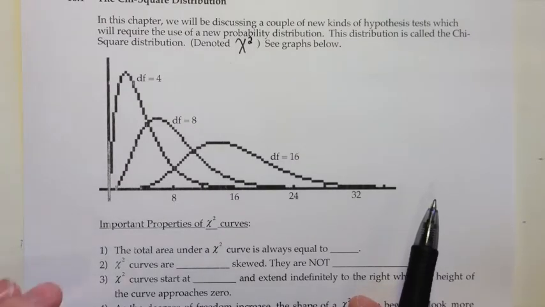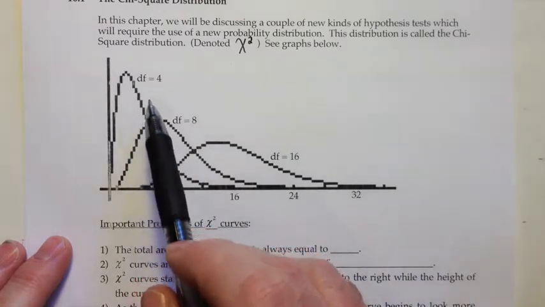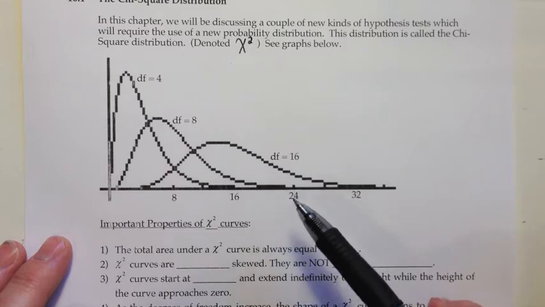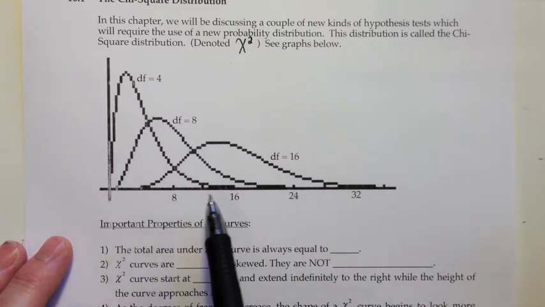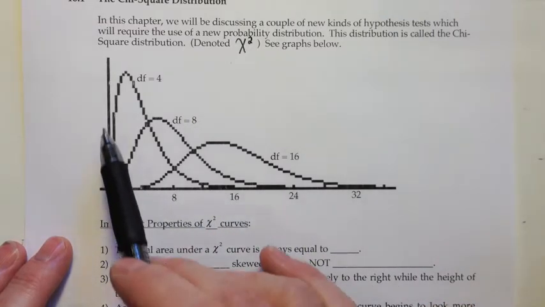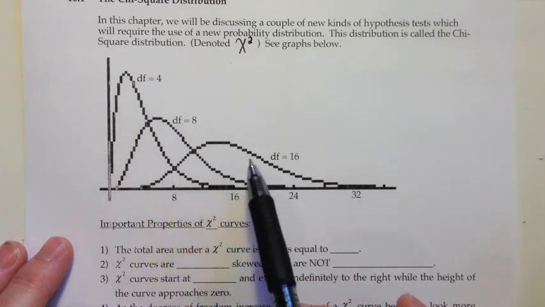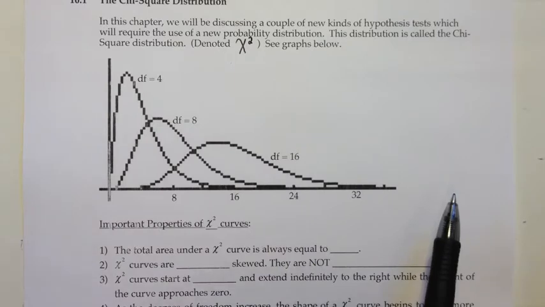So let's look at these chi-squared curves. You might notice chi-squares have df's to them like t's do. They're not necessarily bell-shaped. In fact, they look kind of right-skewed, and some of them severely right-skewed, like this one with a df of 4, and others just a little bit right-skewed, like this df of 16.